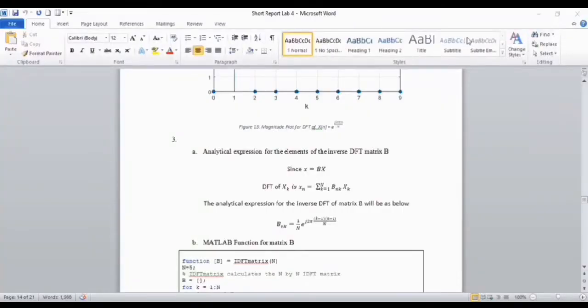From the previous result with the DFT, the inverse DFT may also be represented as a matrix vector product, which is from question 3a. We can see that since x equals Bx and DFT of x[k] is X[n] equal to the sum of n and k equal to 1 of b[n,k] times x[k], the analytic expressions for the inverse DFT of matrix B will be as these equations.